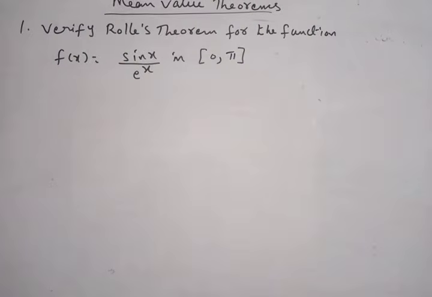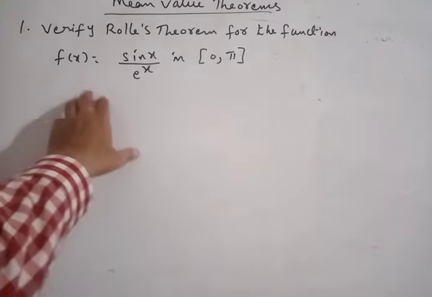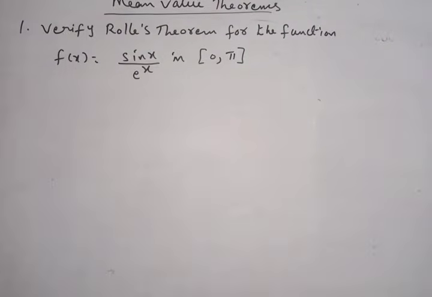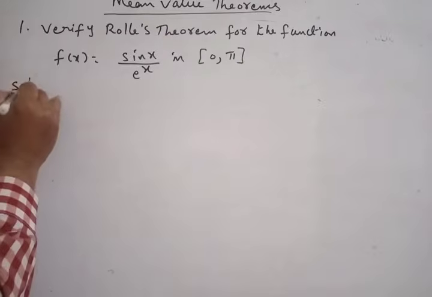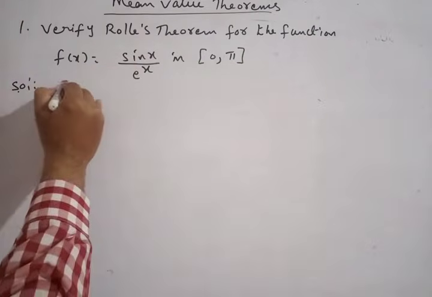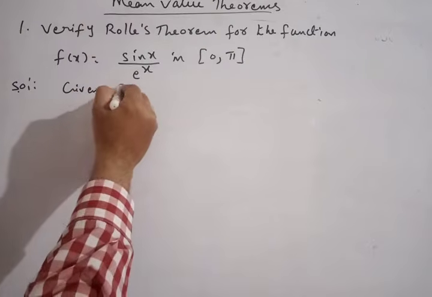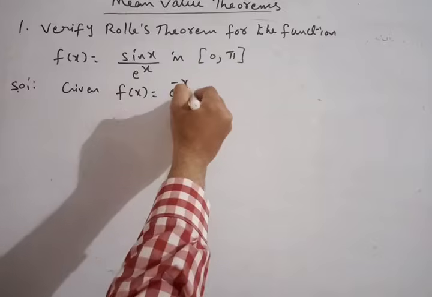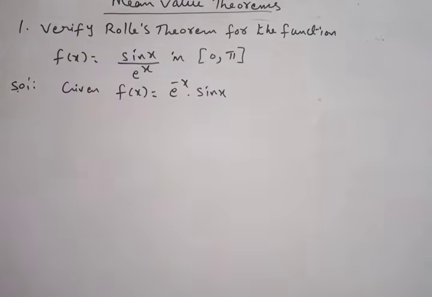See the first problem. Verify Rolle's theorem for the function f of x is equal to sin x by e power x in the closed interval 0 comma pi. So how to solve this problem? Solution: first, the given f of x can be written as e power minus x into sin x, taking e power x into the numerator. Can I write like this? Yes, we can write, correct.